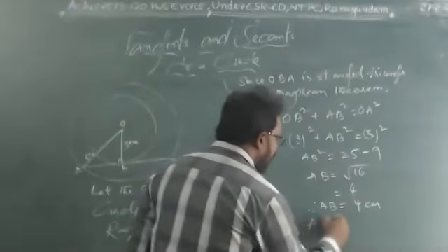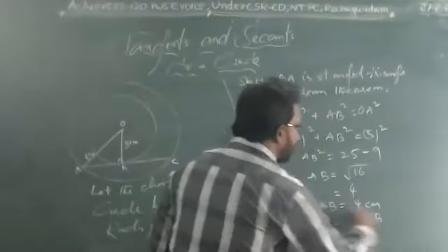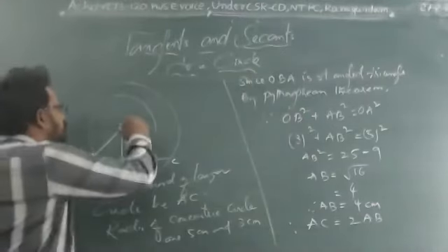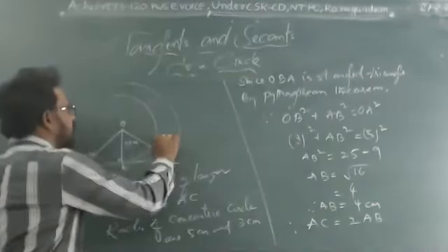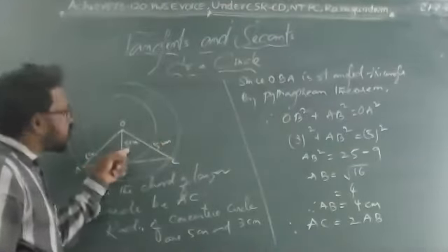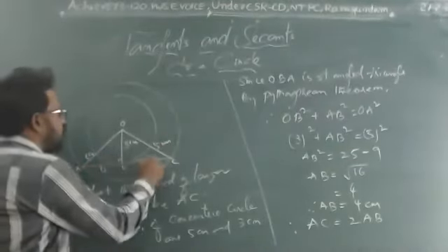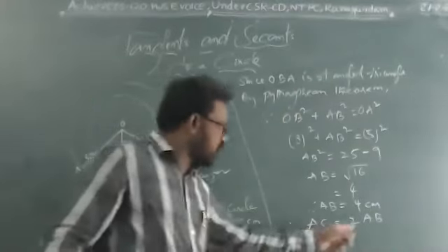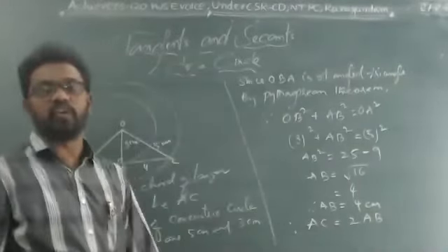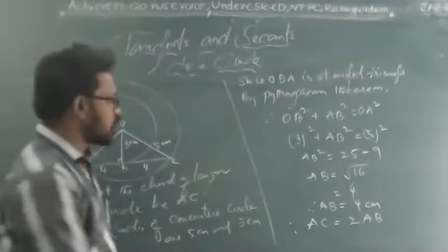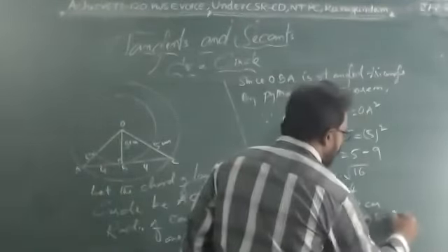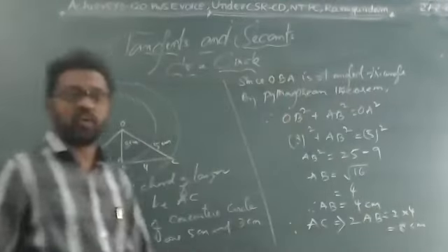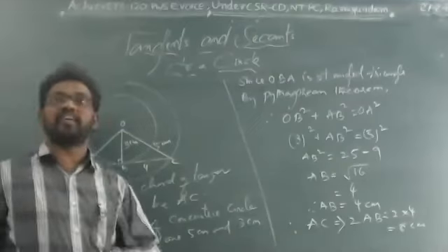But since AC is equal to what? We have a formula: AC is twice of AB. This is also 5 centimeters, and since the radius is 3, obviously you will get 4 on this side too. Otherwise, the formula is AC equals twice AB. That is 2 into 4, which is 8 centimeters.